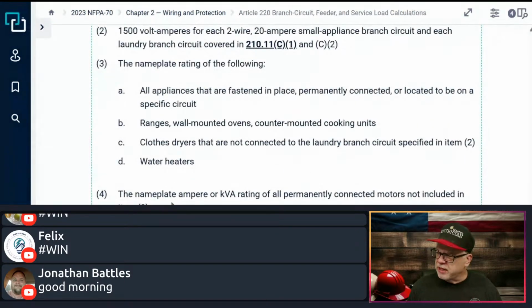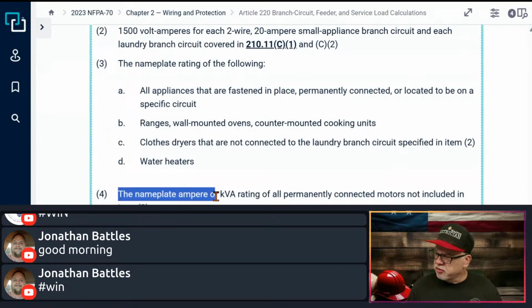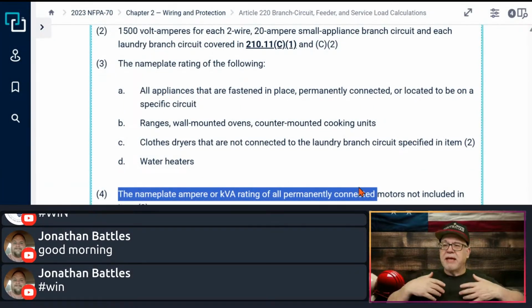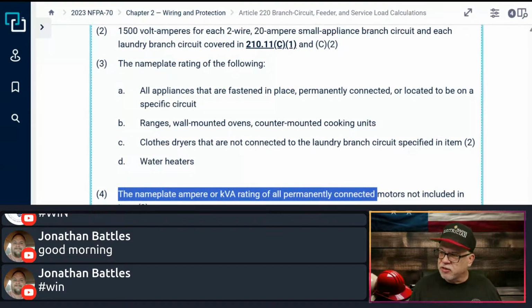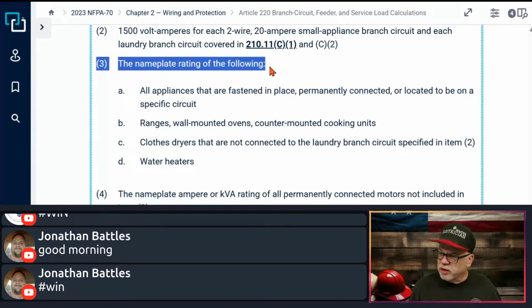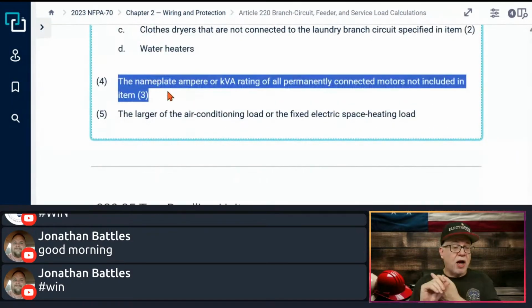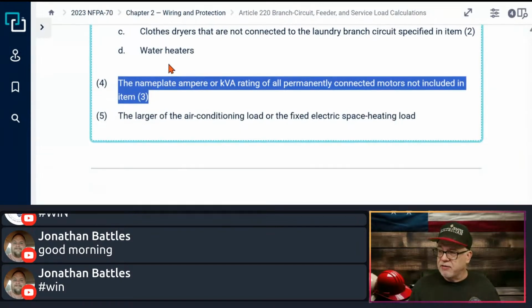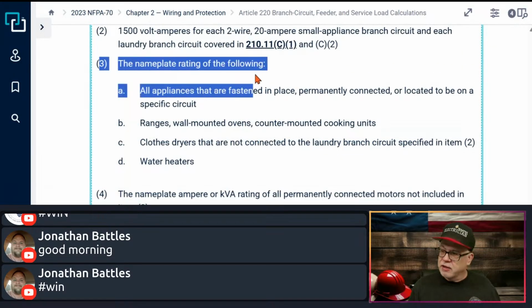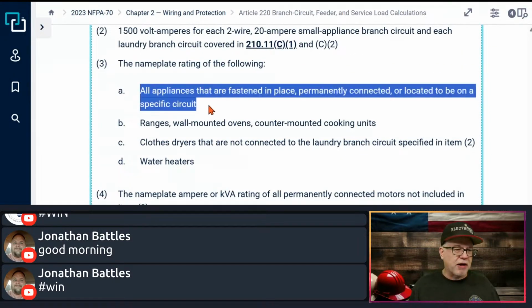Also, I should remind you, since we're here, you have other motors that are maybe in the dwelling or in the unit that don't fall nicely under item 3. Well, this is where you would add those right here, under 4. Or any other specific circuit to some other appliance, like an EVSE, which is considered an appliance, then that would be covered under item 3. You have a nice little catch-all right here. If you read it, it says all appliances that are fastened in place, permanently connected, or located to be on a specific circuit. That's going to be catching it down there.